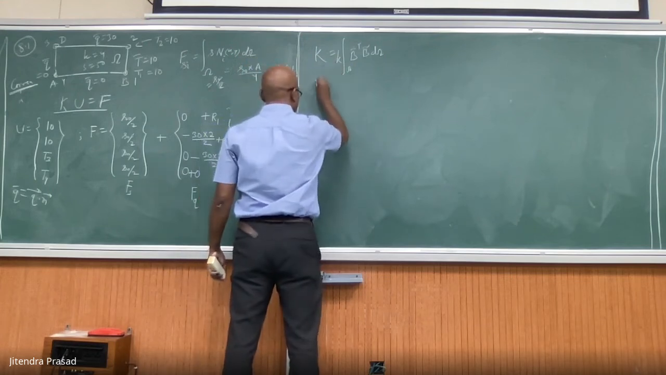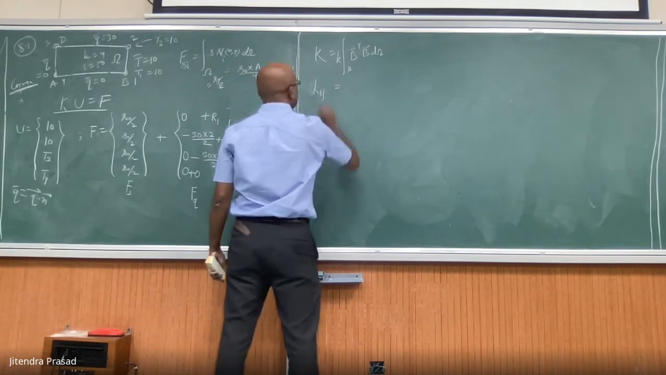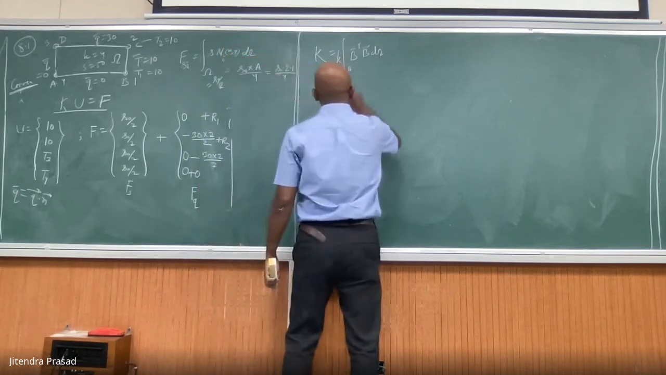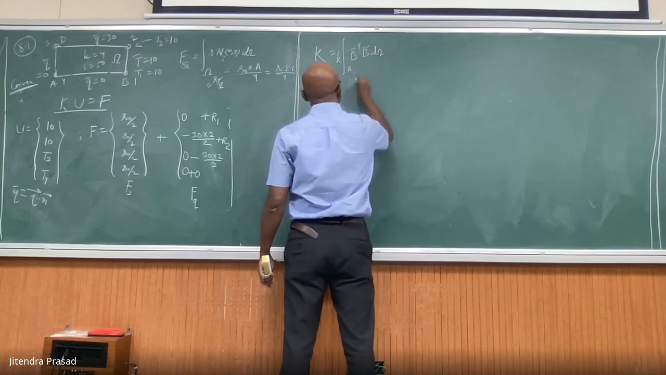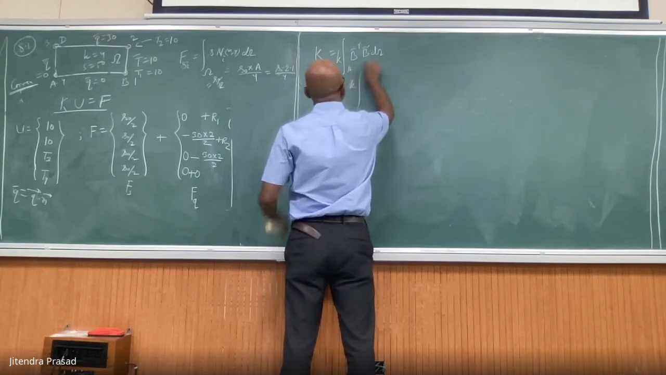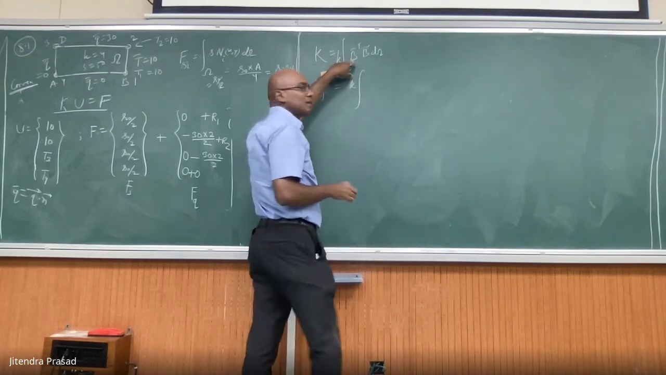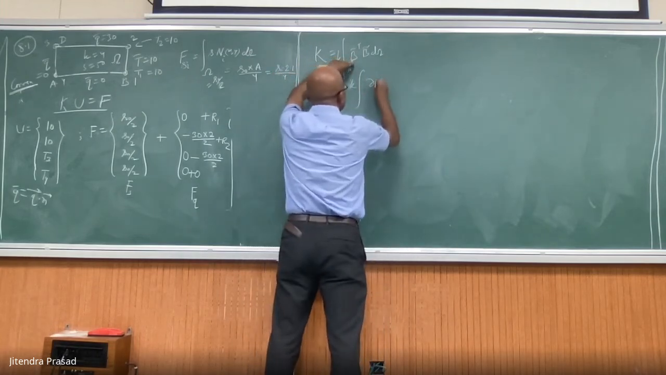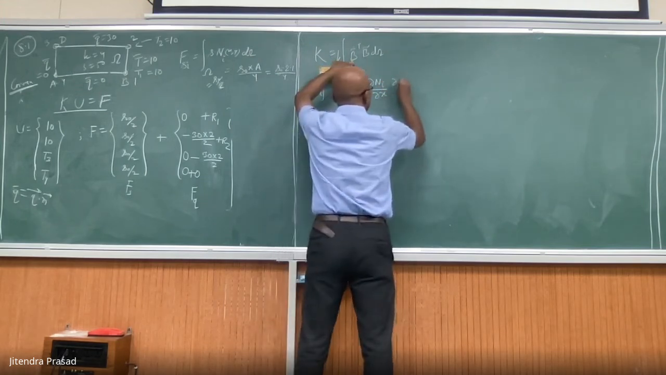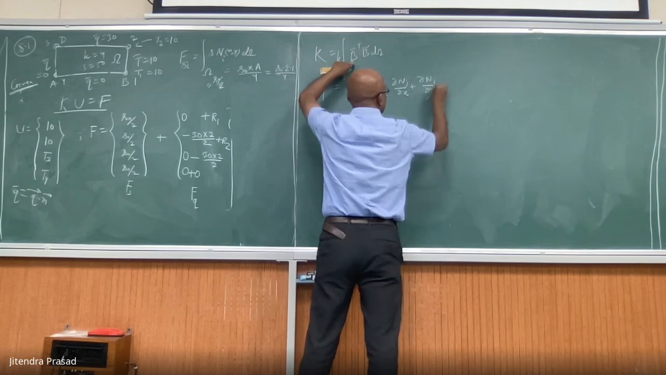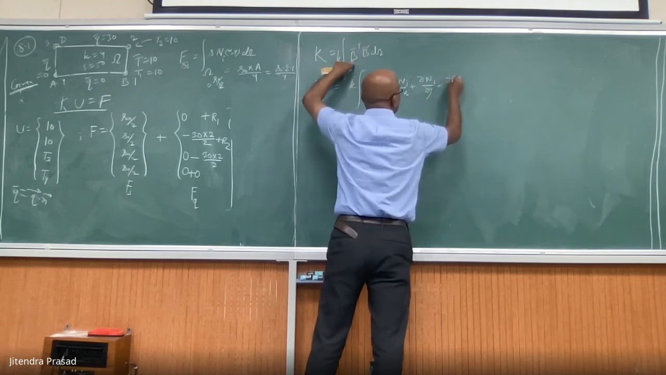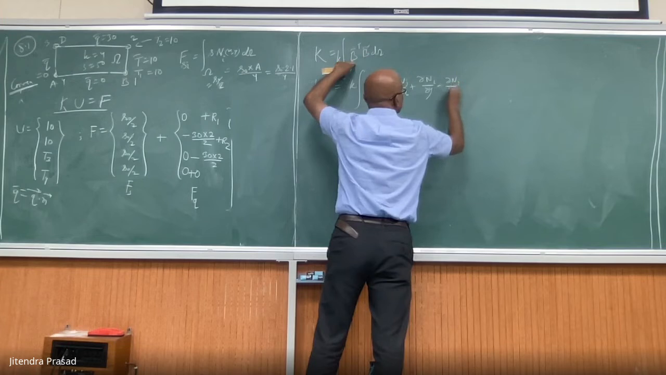Let us say K11, or Kij, becomes what? This becomes small k times, and then what do you get here? ∂Ni/∂x ∂Nj/∂x plus ∂Ni/∂y ∂Nj/∂y.